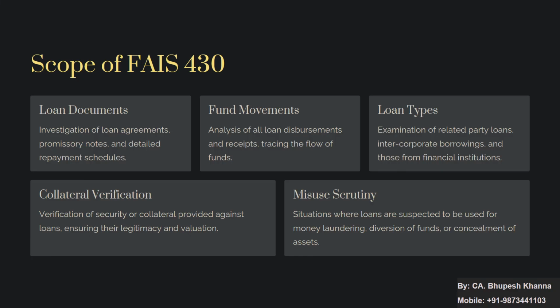Now, we will discuss the scope of FAIS 430. This standard applies to forensic engagements involving investigation of loan agreements, promissory notes, repayment schedules, analysis of loan disbursements and receipts, examination of related party loans, intercorporate borrowings and financial institution loans, verification of security or collateral against loans, situations where loans are suspected to be used for money laundering, diversion, or concealment.